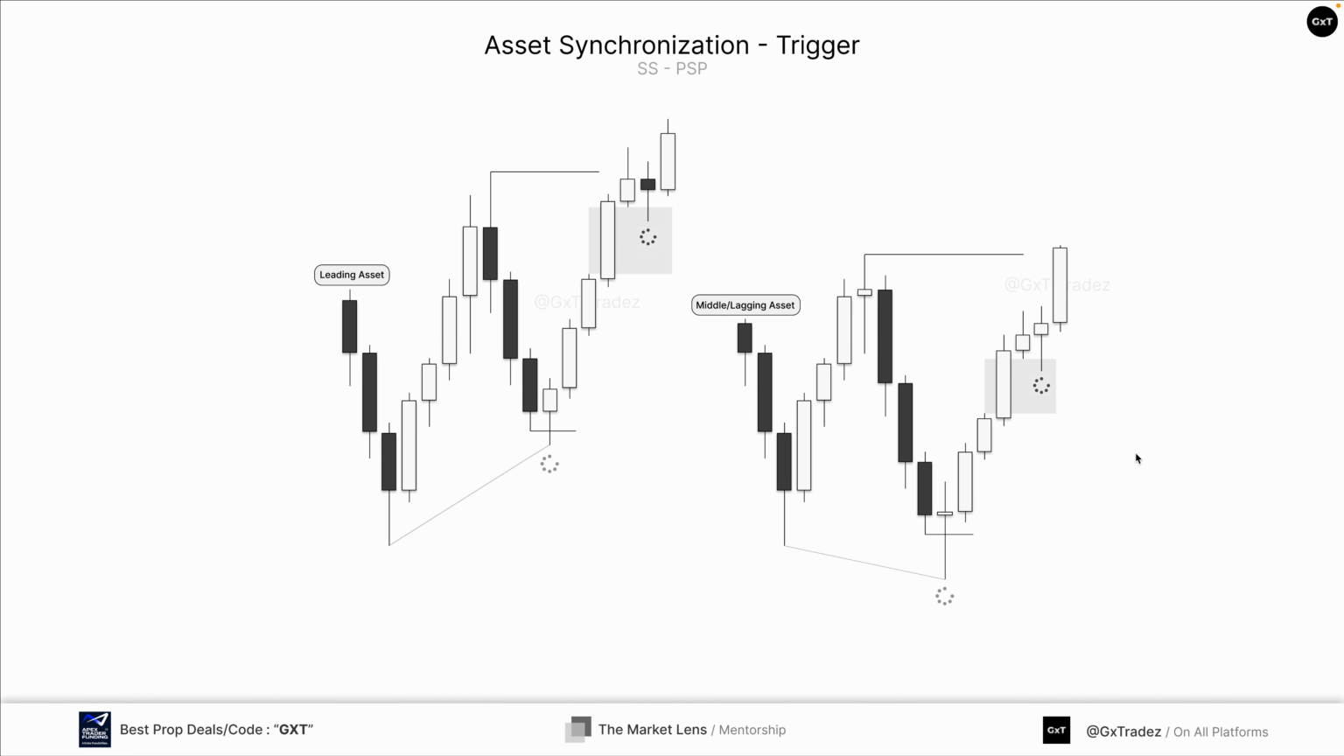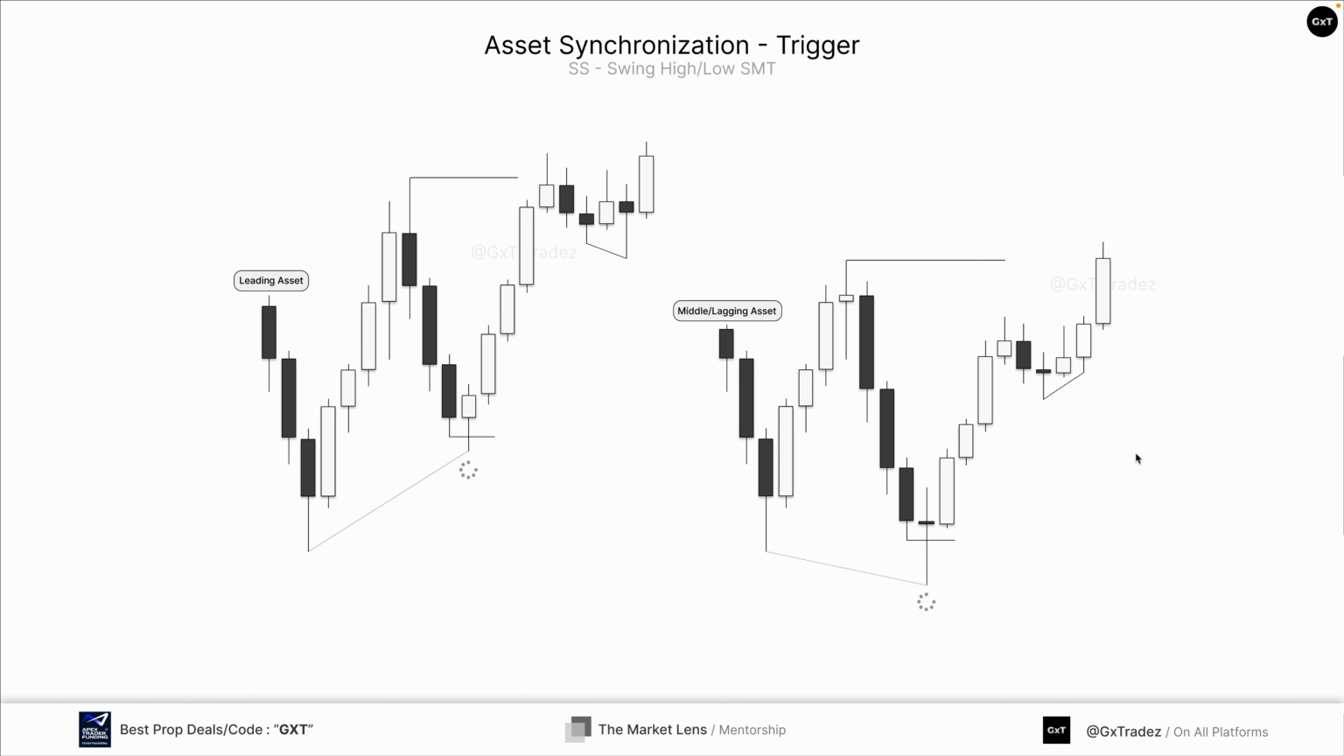So this is a strength switch PSP. Now we're going to get into asset synchronization, the trigger being a swing high or low SMT. So we just put in some form of low, right? This asset takes out the low, this asset does not. Pretty self-explanatory, right? It could even have a two-stage SMT like this. You're going to see it a lot of times in a form like that in the continuation. And yeah, we're just taking a small little move from point A to point B.